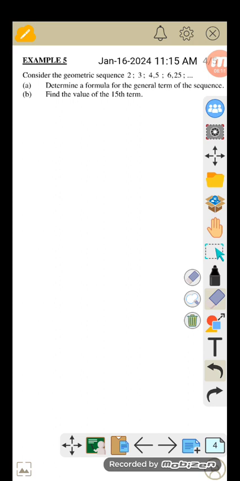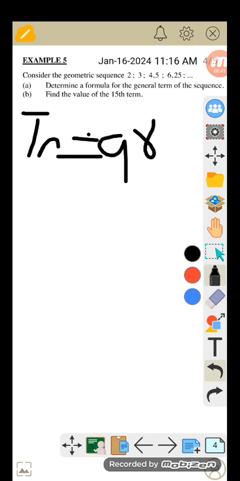Let's just hear what our example says. Example: consider the geometric sequence 2, 3.4, 5, 6.25. It says to determine the formula for the general term of the sequence. We know, guys, that our general term is Tn equals AR to the n minus 1. Let me just write it properly.